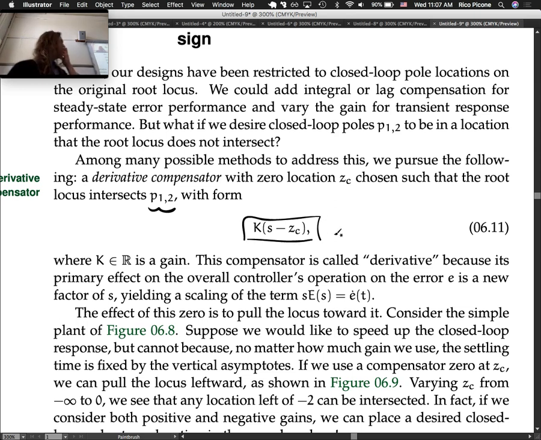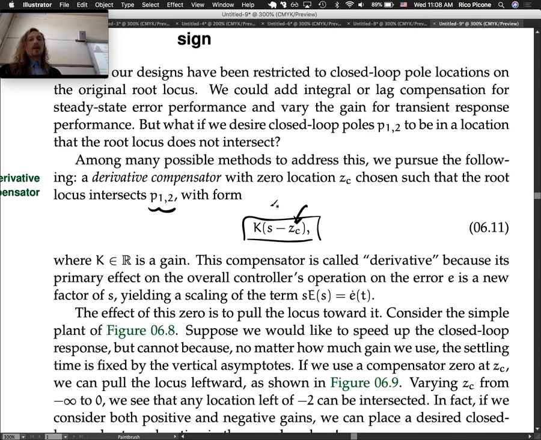6.11. So we've got a single zero located at ZC, and we've got a gain associated with the compensator as well. So that's our goal, is to use this to move that root locus around. Now we just need to figure out how to move it around, how to choose especially ZC so that we have an intersection with the closed loop pole location we desire.